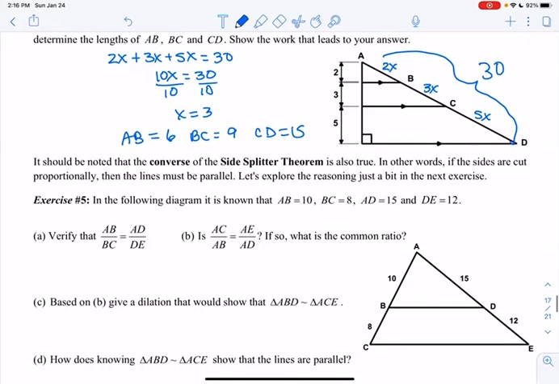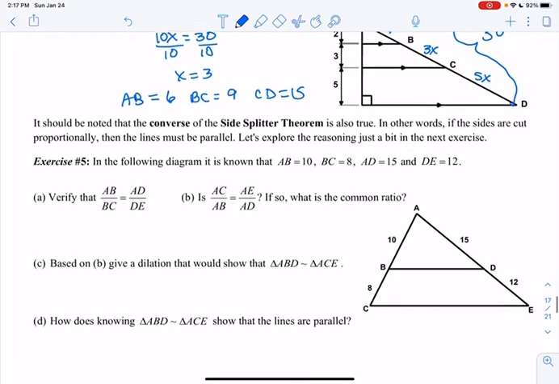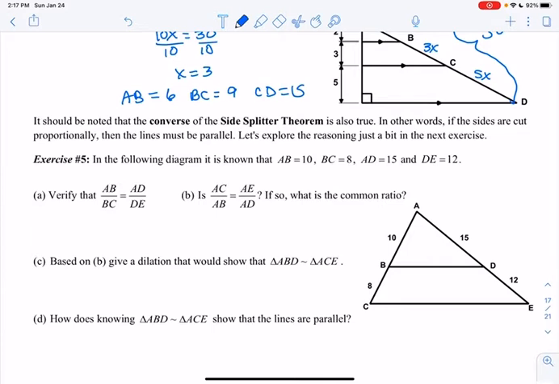All right, and this last problem is just saying the converse of the side splitter theorem is true. That means the opposite. If the sides are in proportion, then it would make those lines parallel to each other. So the converse means I'm just going to switch it up. Usually I say that the lines are parallel, therefore those sides are in proportion. If those sides are in proportion, then that means those lines will be parallel to each other. So they want me just to verify. Well, I have the numbers on there, they give me all these numbers. Those numbers are already on the picture.